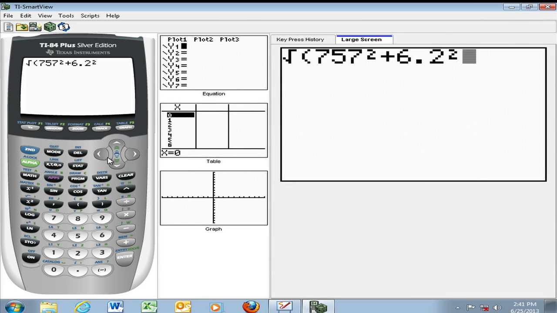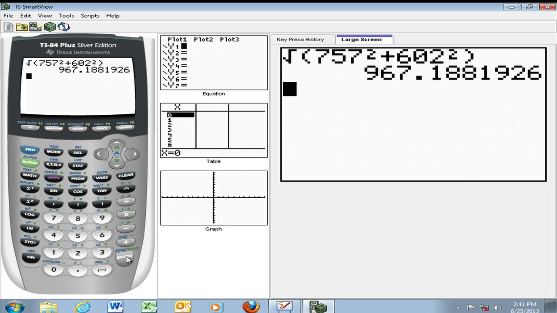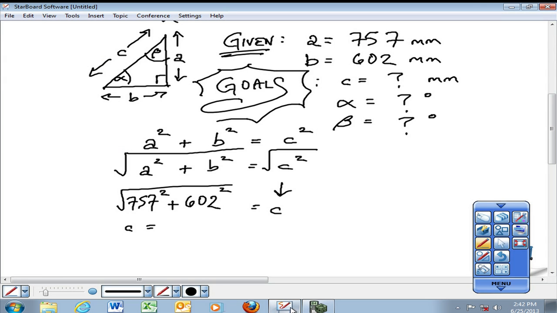Let's get that right. 602 squared. Enter that, and our result is 967.18. So that's going to be our hypotenuse: 967, and that's millimeters.